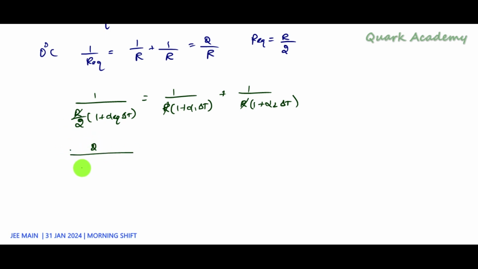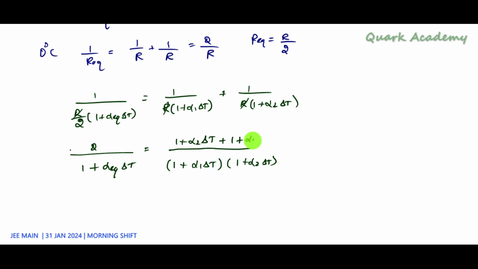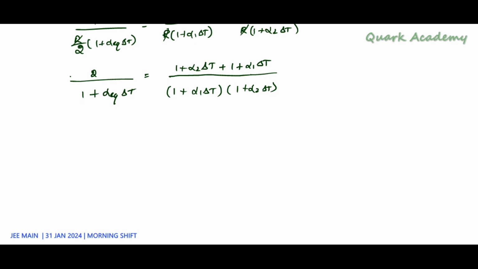So this will become 2 by (1 plus alpha equivalent delta t), which is equal to, let's take the LCM and do things. This will become (1 plus alpha 1 delta t) into (1 plus alpha 2 delta t), and here we'll get (1 plus alpha 2 delta t) plus (1 plus alpha 1 delta t). Now we'll cross multiply. So 2 into, I'm going to bring this term here and this term here.